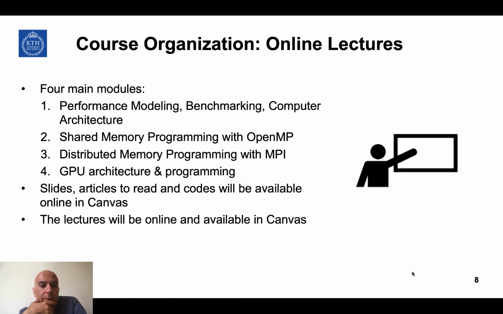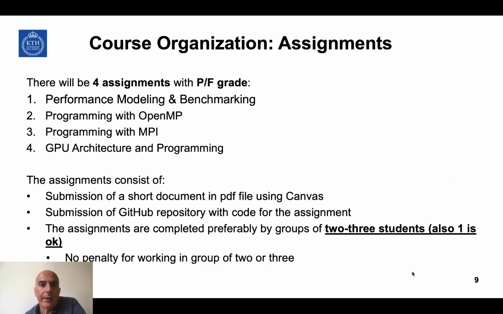As I mentioned, we will provide all the material. We will provide the material of the course via slides, together with the videos, and also articles to read, and some codes that you can just download from Canvas and try on your computer. So the lecture will be available online on YouTube and available in Canvas. So there will be 4 assignments with just pass or fail grade. So the first one is about HPC architecture, programming OpenMP, MPI, and finally GPU architecture.